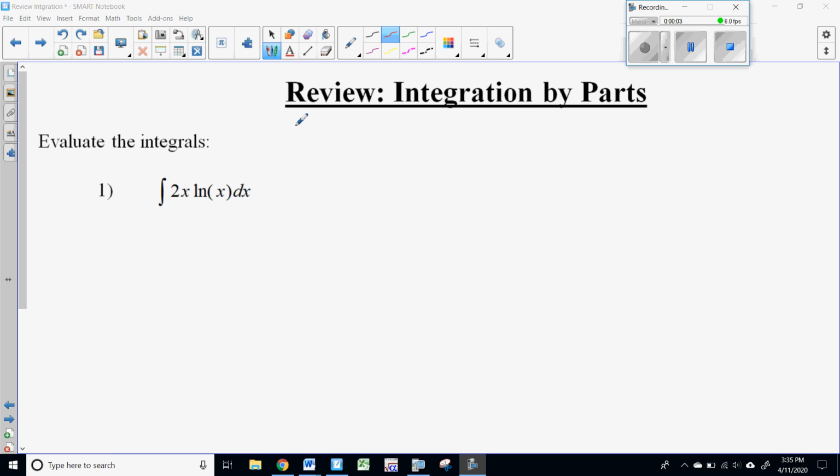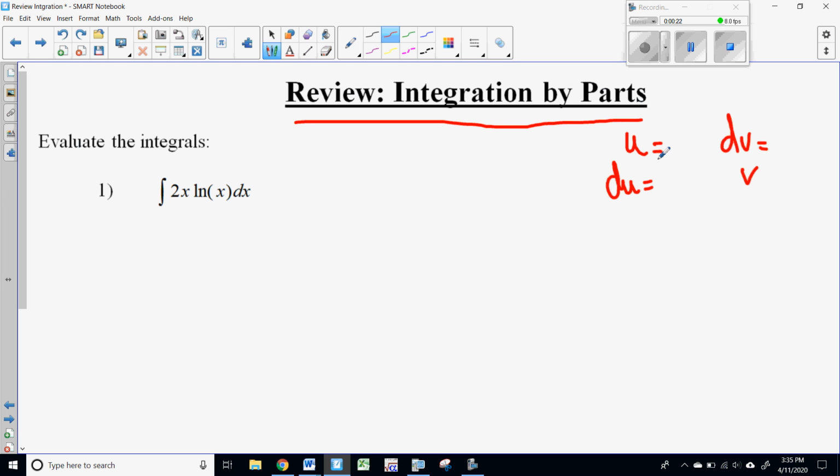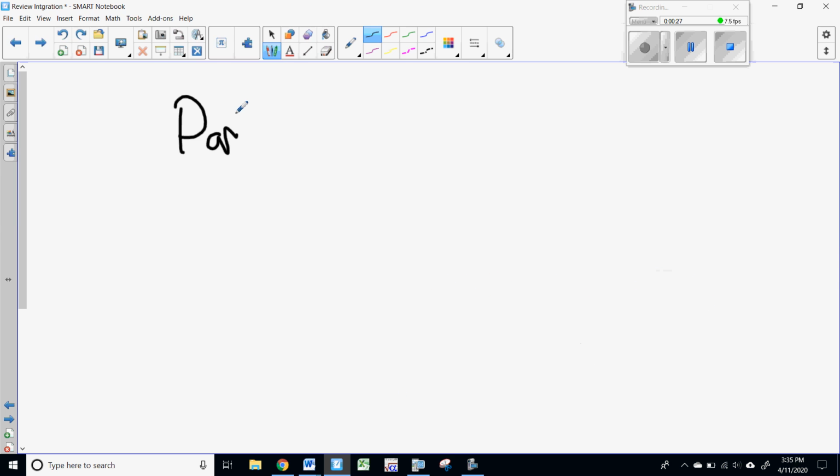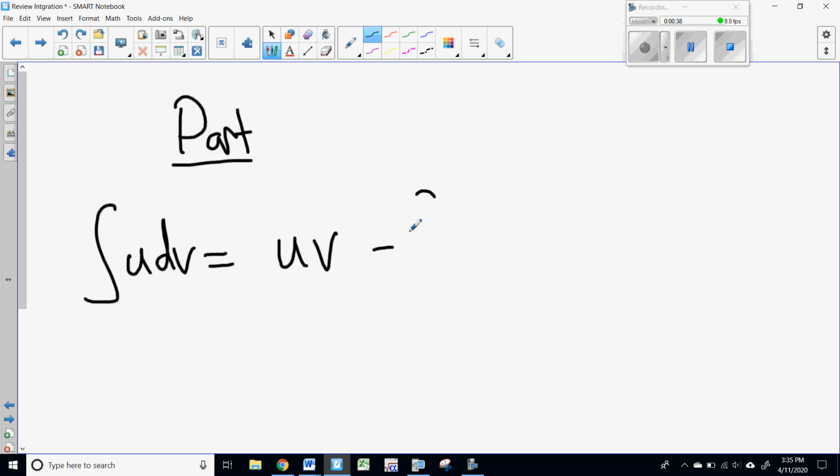Today we're going to look at our final review for techniques of integration, and we want to look at integration by parts. So if you remember, integration by parts is when we want to find our u and our dv, and then we end up with our v and our du. We have 4 parts, and the formula we end up integrating with is the integral of u dv equals uv minus the integral of v du.